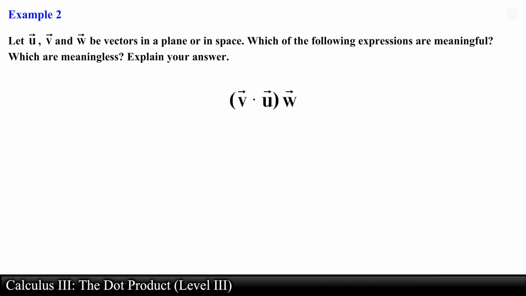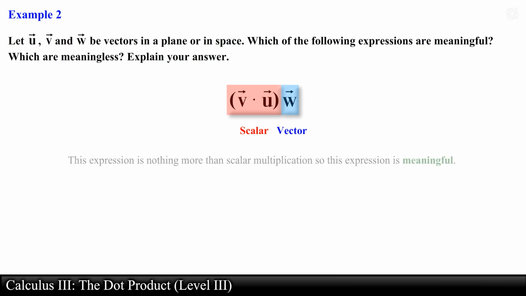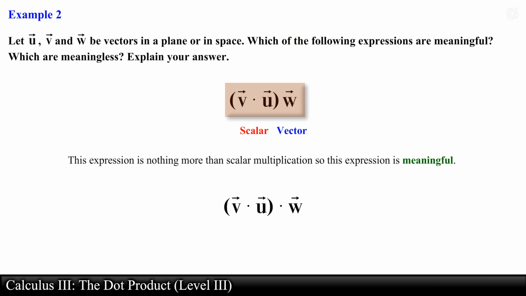The next expression is the quantity v dot u times vector w. The first operation, v dot u, will simplify to a scalar, which will then be multiplied by vector w. So this expression is nothing more than scalar multiplication. So this expression is meaningful. Notice that the only difference between this expression and the first expression is that in this example, we are multiplying and not taking the dot product, like we did in the first example.